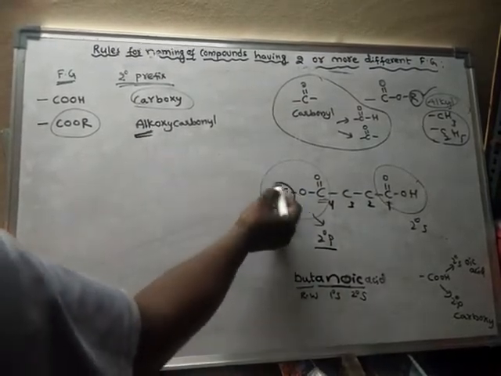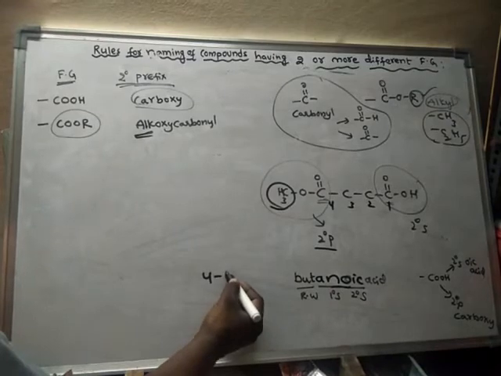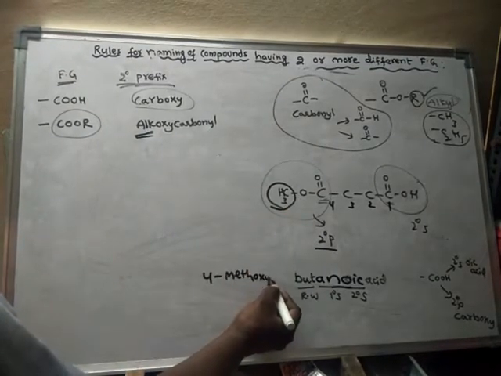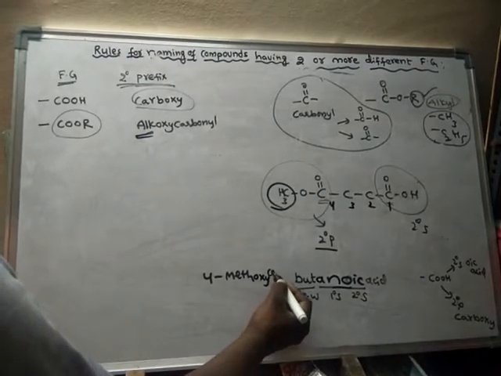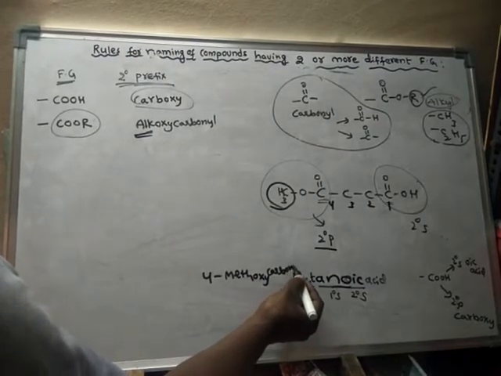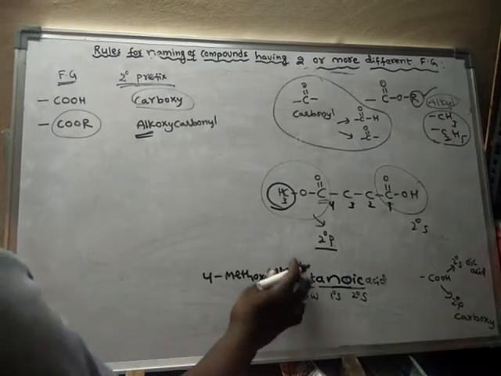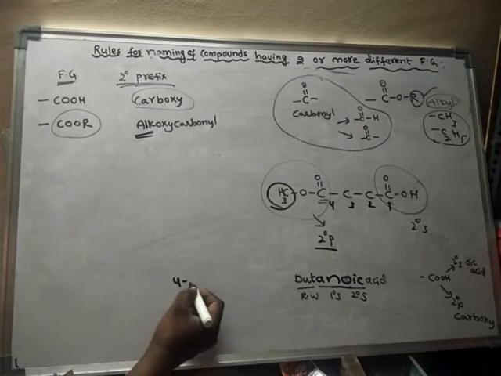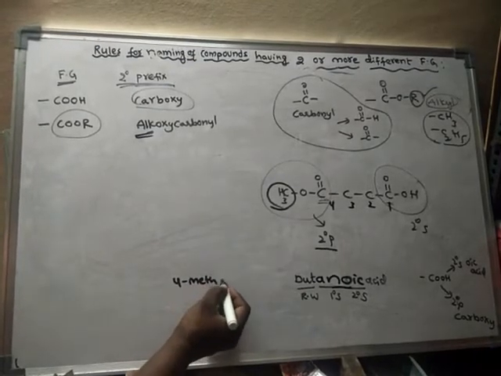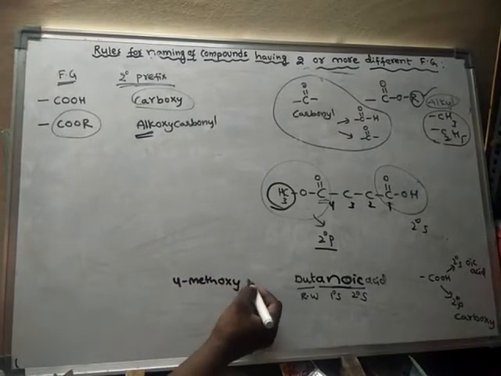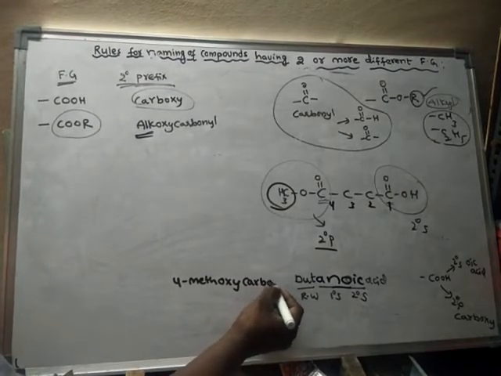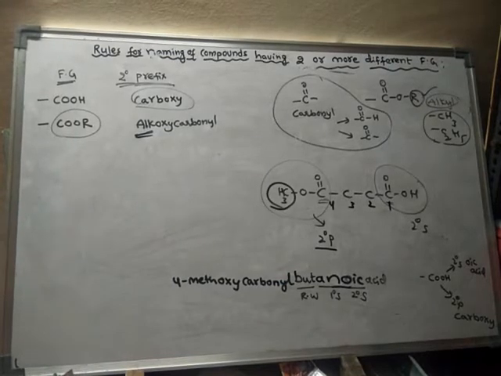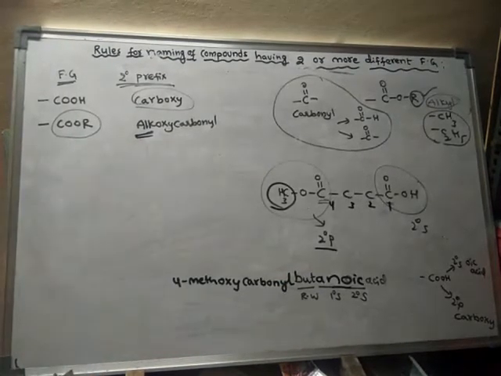Which alkyl is it? Methyl. Hence methoxycarbonyl on the fourth carbon: 4-methoxycarbonylbutanoic acid. So this is the name of this compound.